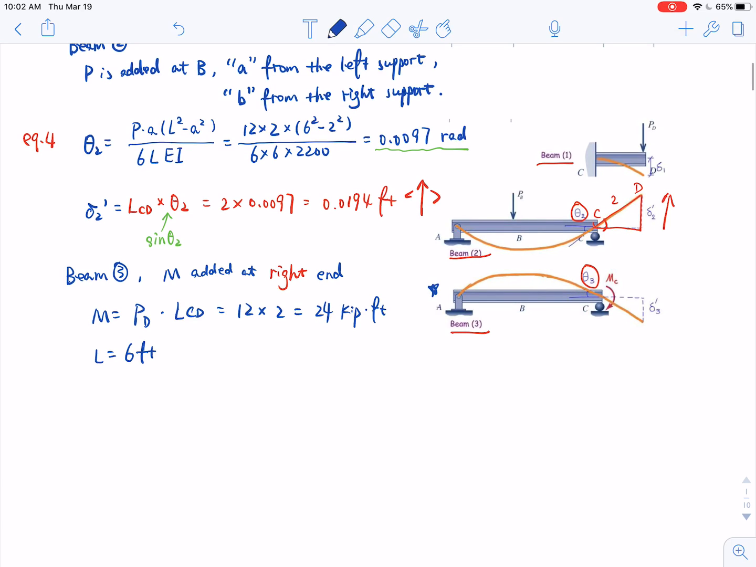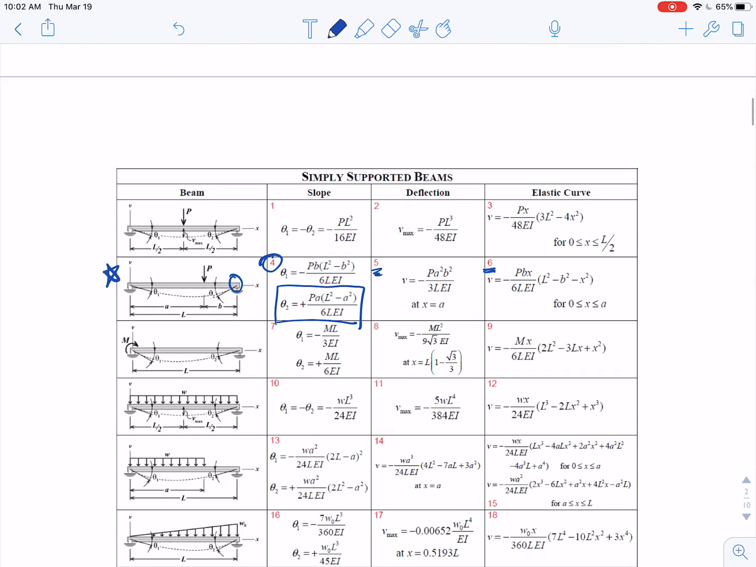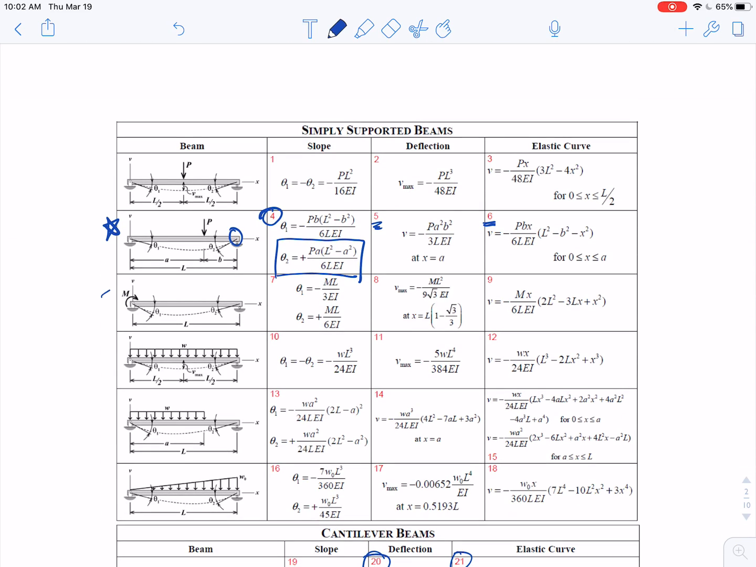Right. Then we need to select the equation to solve this deflection. Okay, so here in this table, you can see the cases here. Right, this is the case that fits what we're calculating. But in this case, the bending moment is added at the left end. The bending moment M is added at the left end, left support. But in our case, it's added to the right end, right support. Okay. So here, obviously, if we want to calculate the slope at point C, we should use equation 7.